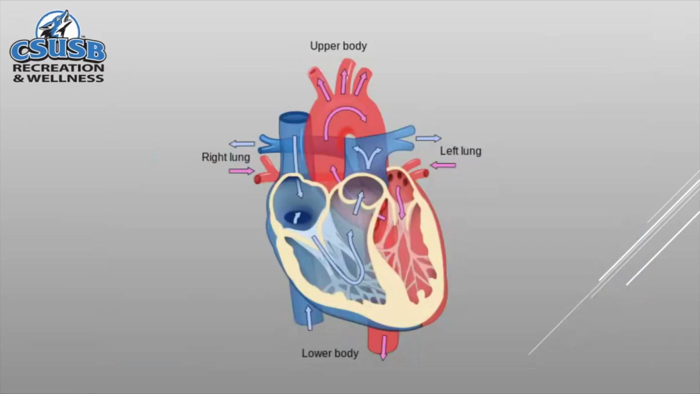So here's just another look at it, right? We have those superior and inferior vena cava, the right atrium, the right ventricle, that pulmonary artery where we can deliver it to the lungs. It comes back in to the left atrium, through the left ventricle where it will forcefully contract and push it throughout the body.